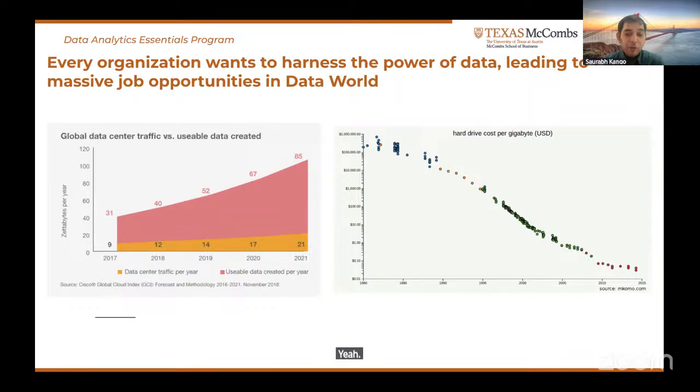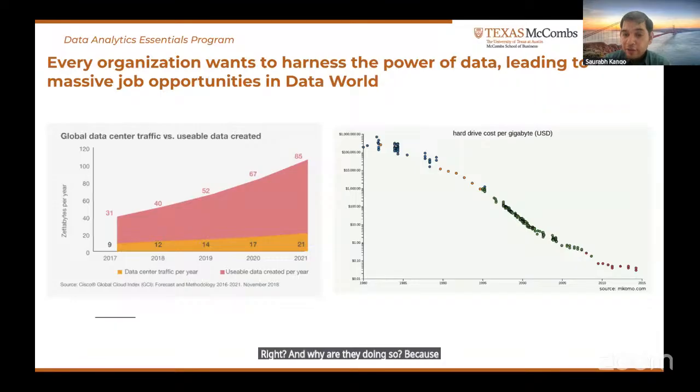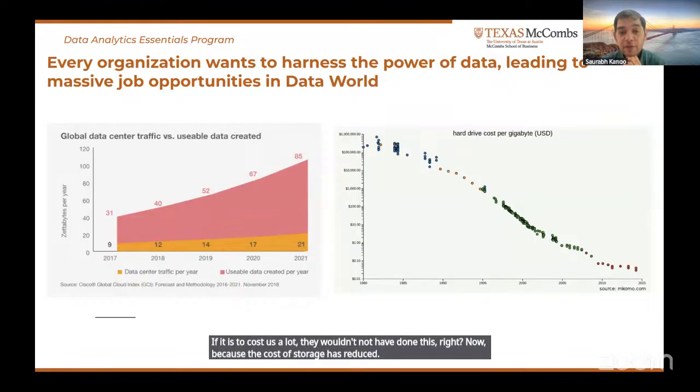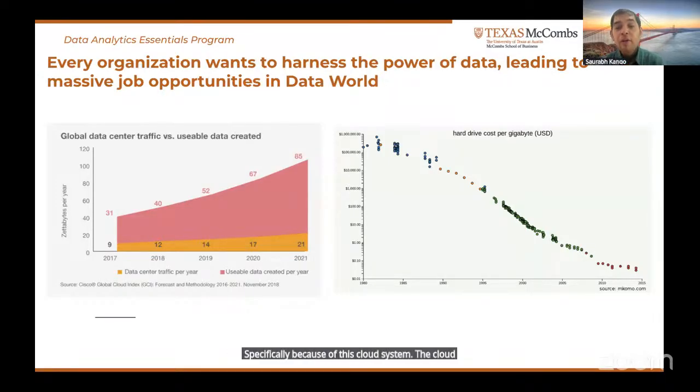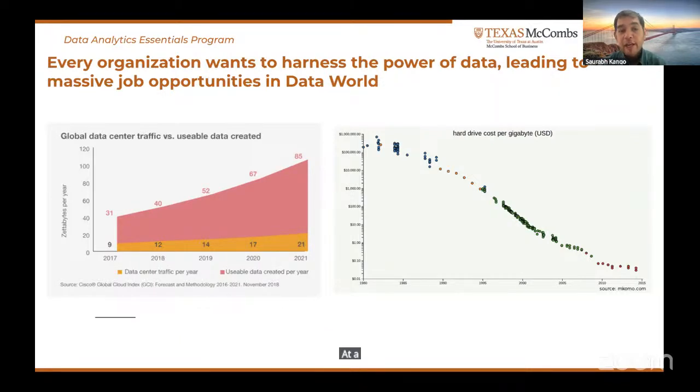Yeah, do the companies nowadays invest heavily in capturing all your information, everything that you do? And why are they doing so? Because can I say the cost is low? If it used to cost us a lot, they would not have done this, right? Now, because the cost of storage has reduced, specifically because of this cloud system. The cloud system means you can access data from anywhere in the world at any time in any amount. Because of that, the cost of storage has reduced significantly, and the companies are storing a large amount of data at a very low cost.